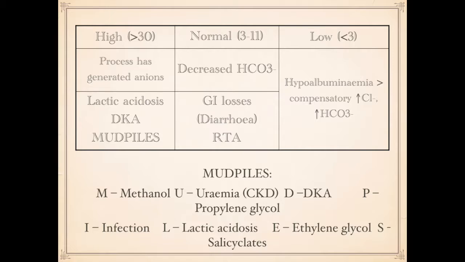And then we're looking at lactic acidosis, DKA. So you're looking at a process that's just churning out acid essentially. And if you look at decreased bicarb, if it's normal 3 to 11, it can be 3 to 20, depends what reference ranges you use in the labs, but 3 to 11 is a pretty safe bet. Then you're looking at things that are using up that bicarb or causing loss of bicarb, in which case that would be GI losses and diarrhea, and also renal tubular acidosis. And then obviously, if it's low, then you look at things like hypoalbuminemia, which is causing a compensatory rise in chloride and bicarb. Does that make sense?